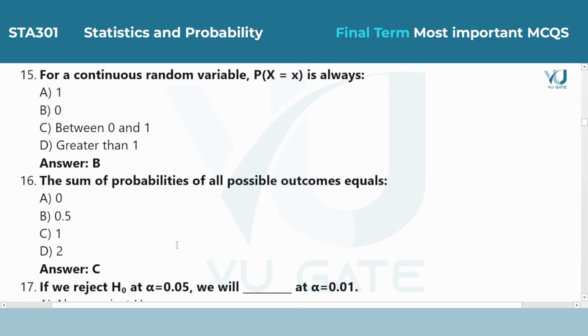Question: for a continuous random variable, P of x equals x is always? Answer: B. 0. Explanation: in continuous data, the probability of the variable being exactly one specific value is 0, because the range of values is infinite.